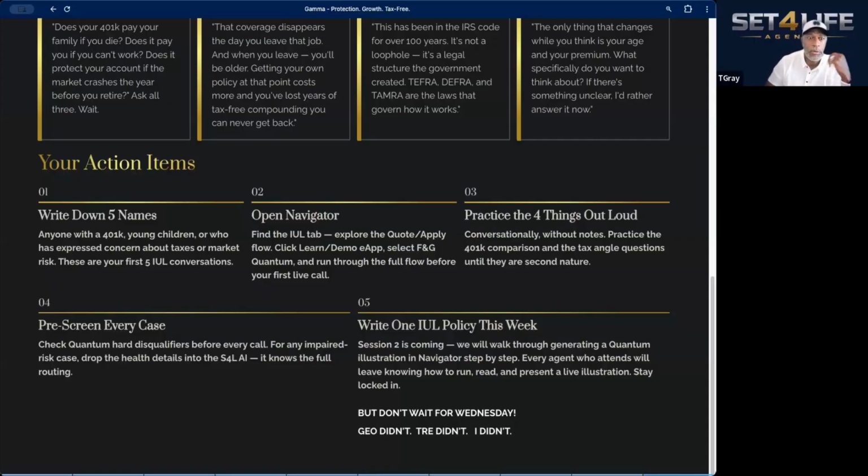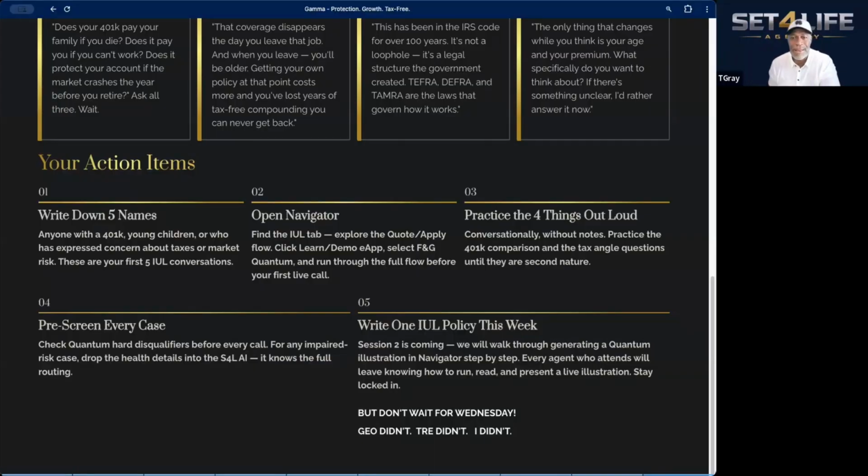Okay. Number four, pre-screen every case. All right. We're going to show you how to do this, but it's already in there. There's no magic to it. Don't be afraid of this. If you go through the financial information form, it's in the command center. If you're taking a person through the dynamic script, it's going to do it for you.